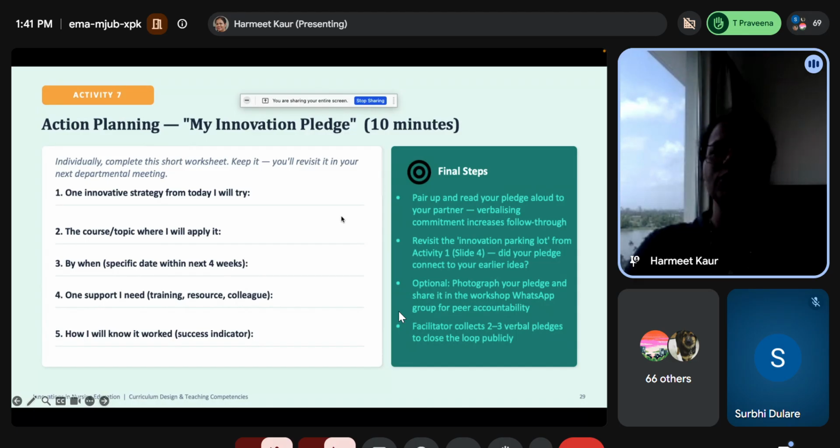This is your innovation pledge. Please click a photograph or take a screenshot of this. I don't have time now, but you have to write it in your diary: what innovation strategy from today I will try. At least one innovation you have to write, and which course you will be applying it to. By when? Give the timeline for when you will be using it. And one support I need, maybe some resource. AI is also a very good resource.